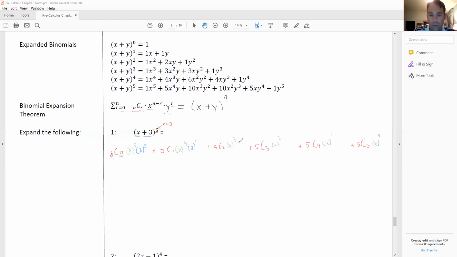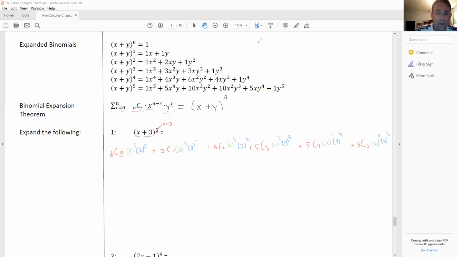So 1, 2. If you look at the exponents, notice 5 plus 0 is 5, 4 plus 1 is 5, 3 plus 2 is 5, 2 plus 3 is 5. The exponents will always add up to the n value the entire way. Four and 5.